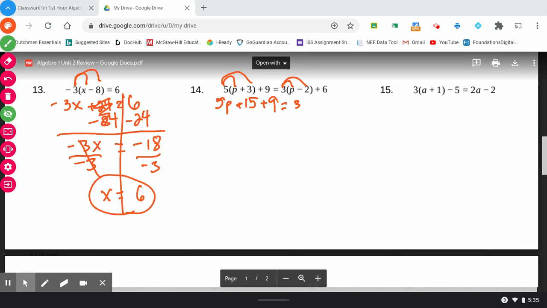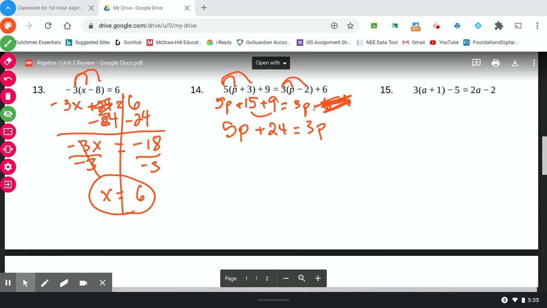Then this side, we need to distribute 3. So 3 times p is 3p. 3 times negative 2 is a negative 6, plus 6. Well, looky there, negative 6 plus 6, those are gone. It's a 0. Then we combine these two, right? So on this side, we have 5p plus 24 equals 3p.